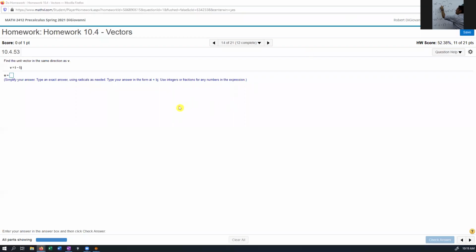Okay, on this one, same thing. We want to find a unit vector in the same direction as the vector 1, negative 5. Be careful, the 1 comes from the fact that there's 1 in front of the I. So I find the length of this vector first. Square root of 1 squared plus negative 5 squared. So that's square root of 1 plus 25. That's root 26. So now I'm going to take this original vector and divide each of the components by the square root of 26. Negative 5 over the square root of 26.